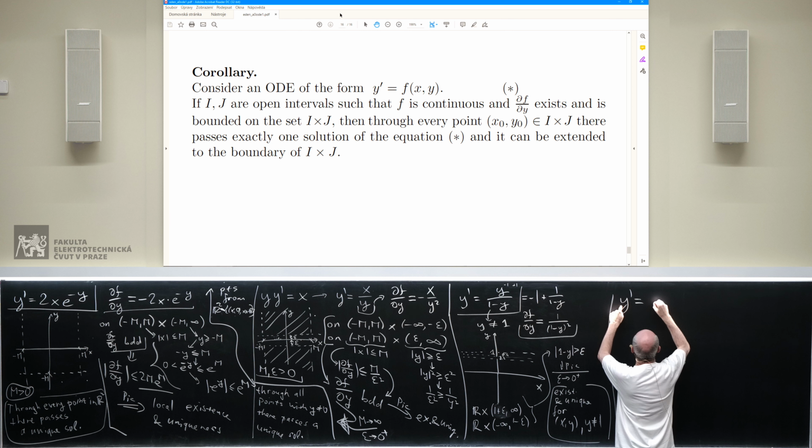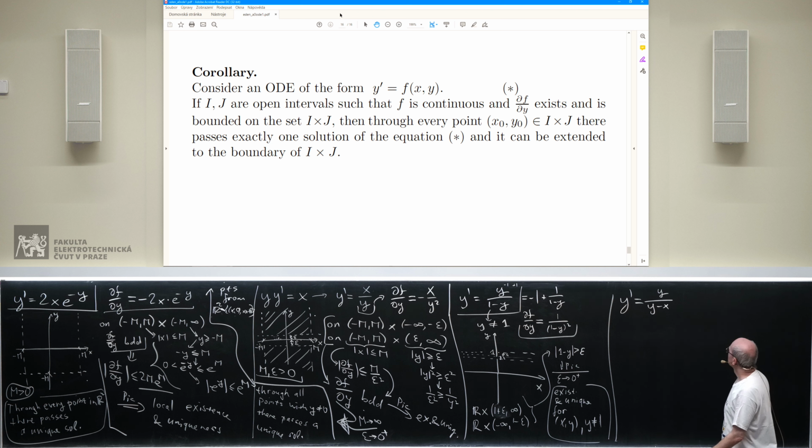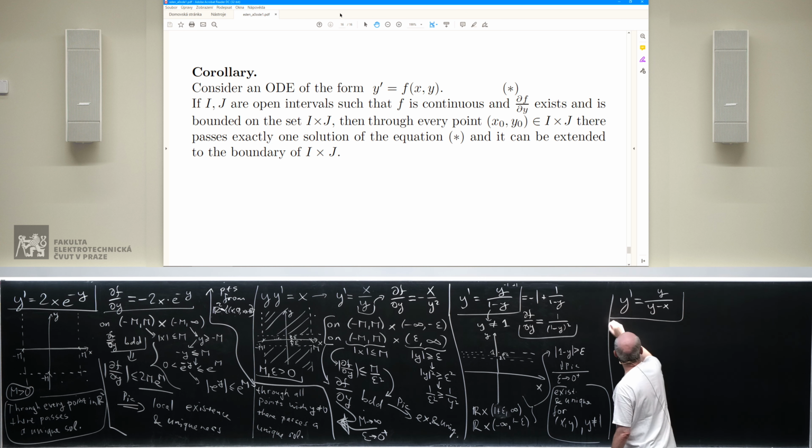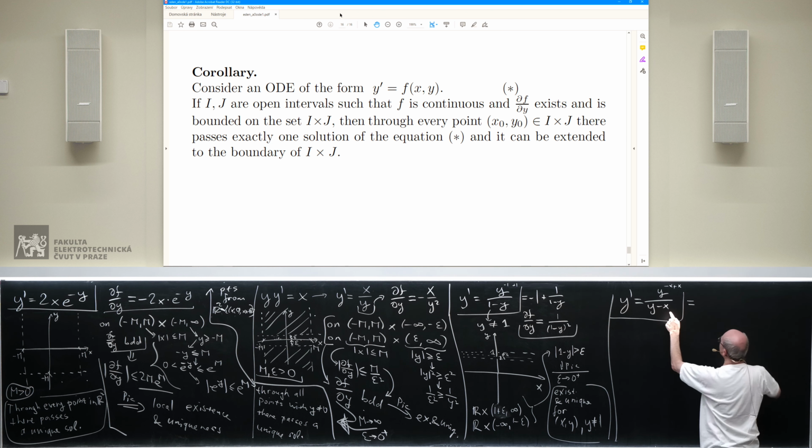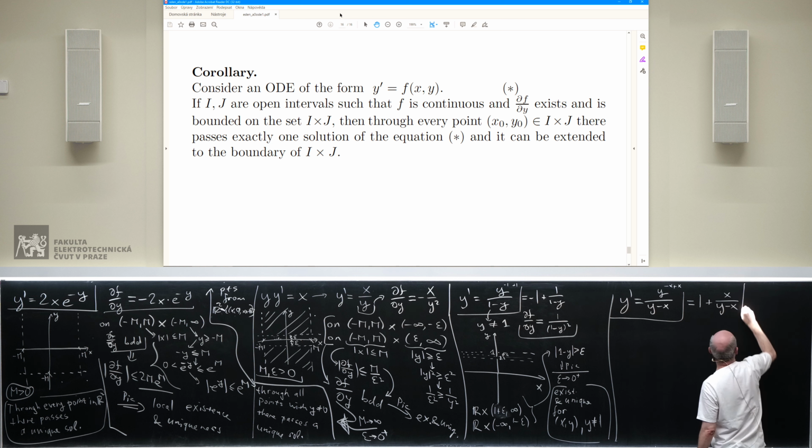Of course, you may say, okay, how about this example that we had in the previous lecture? y prime is equal to y over y minus x. Good question. Well, again, I just imagine here virtual minus x plus x on the top, and I get 1 plus x over y minus x. That's the right-hand side.